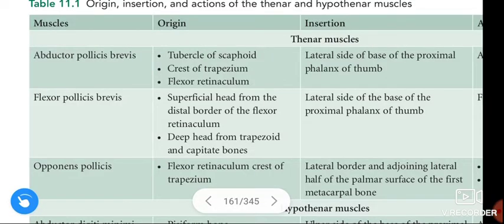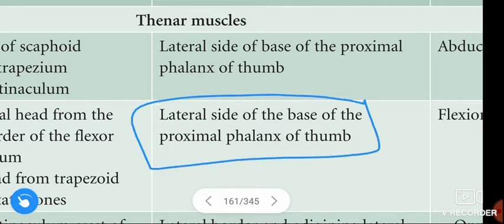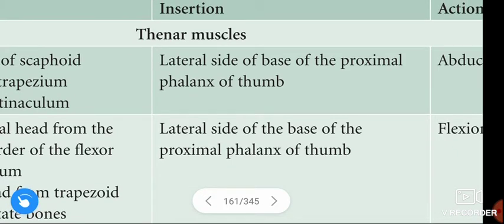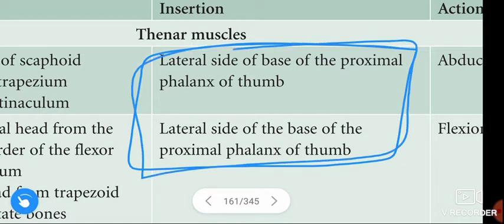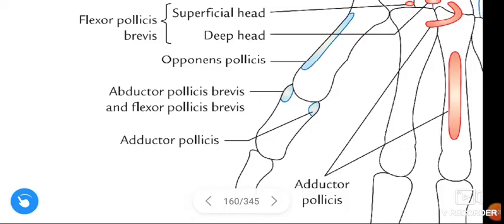Next, insertion of this flexor pollicis brevis. The insertion of flexor pollicis brevis is at the same region as the insertion of abductor pollicis brevis. See, lateral side of the base of the proximal phalanx of the thumb. This is the insertion of flexor pollicis brevis. The insertion of abductor pollicis brevis is lateral side of base of the proximal phalanx of thumb. Same as the abductor pollicis brevis.